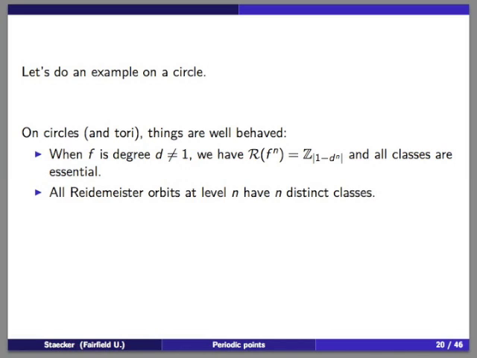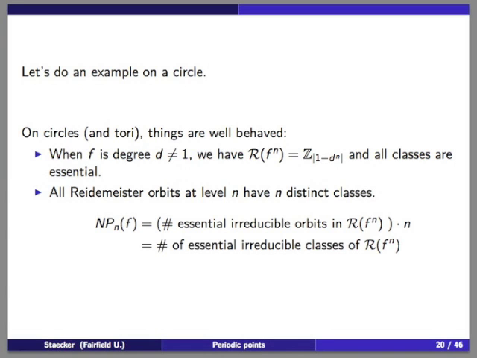It is also true, this is not obvious, but I'm just going to tell you, you should believe me, all Reidemeister orbits at level n have n distinct classes. So on the circle, this issue about sometimes the orbit may only have one class in it doesn't happen. So the distinction between the orbits and n times the number of orbits actually doesn't matter on the circle. So the Nielsen number on the circle is the number of orbits times n, but in the case of the circle, this is equal to just the number of essential irreducible classes, which makes the computation a little bit easier.